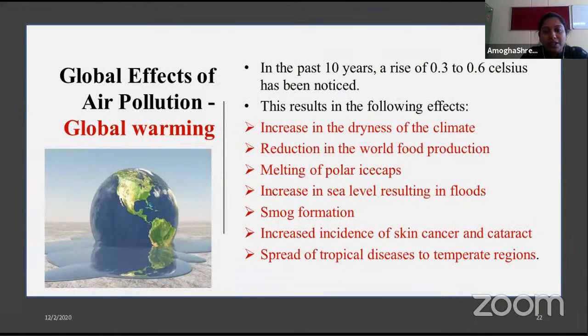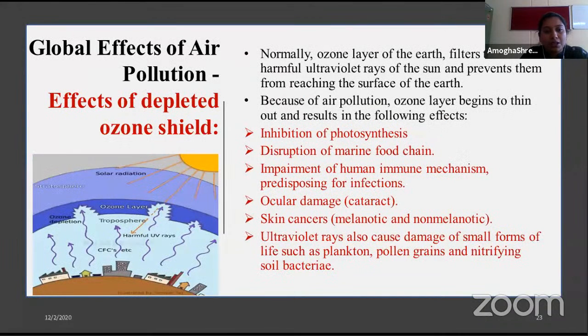So in the past 10 years, there has been a rise of 0.3 to 0.6 Celsius. And the effects include increase in the dryness of the climate, reduction in world food production, melting of polar ice caps, increase in sea level resulting in floods, smog formation, increased incidence of skin cancer and cataract, and spread of tropical disease to the temperate region. So these are the effects of global warming.